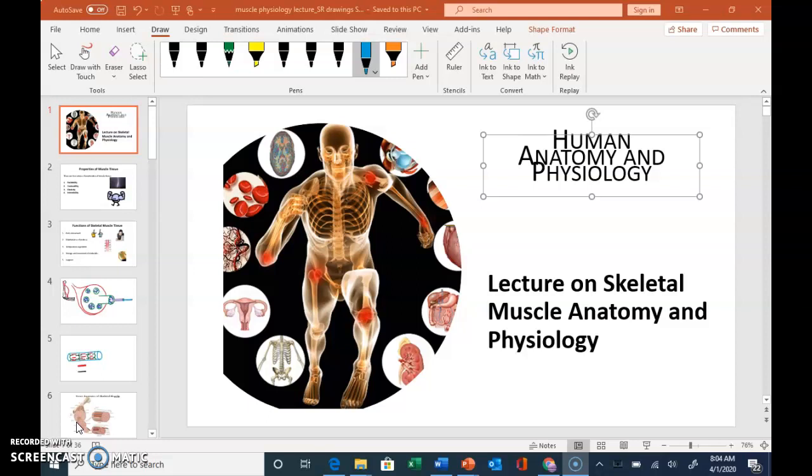Okay, so this lecture will mainly focus on the anatomy of skeletal muscle, and it will also talk about how skeletal muscle functions. We will look into some pictures like how we get muscle fatigue and things like that, but that will be another installment that is not included in this lecture.